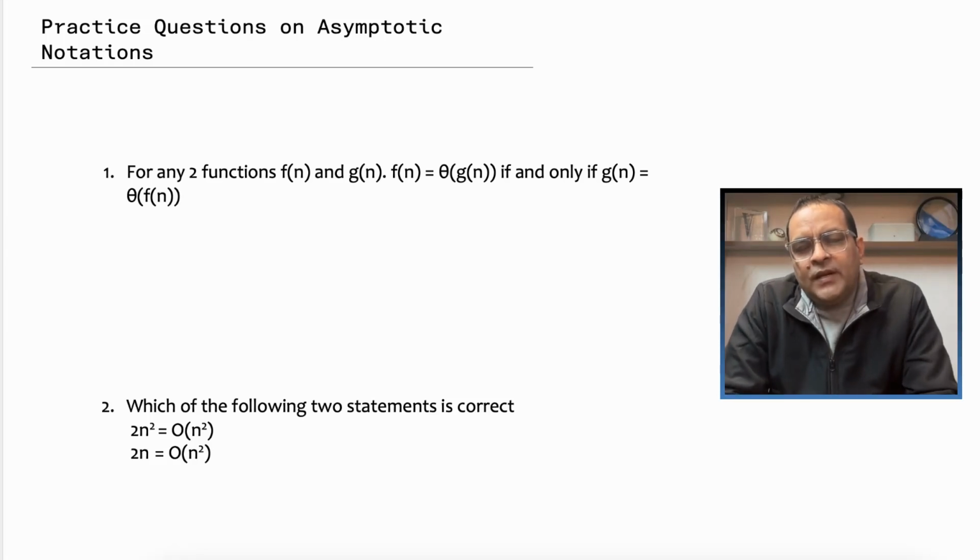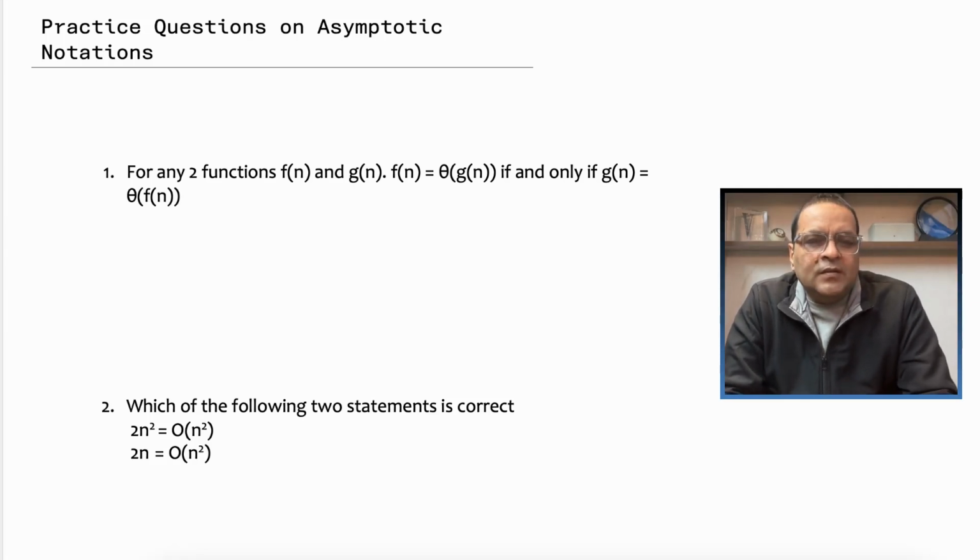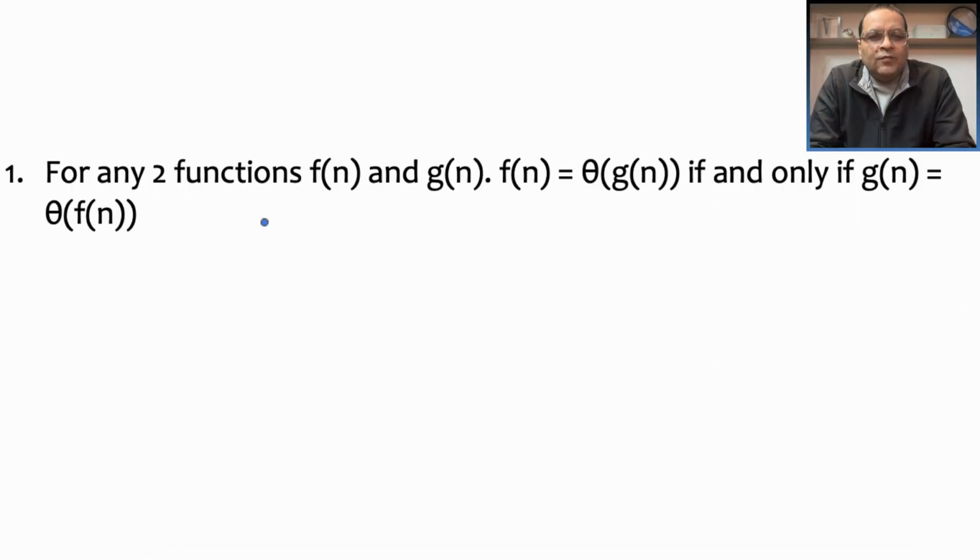Alright, so we have already discussed all the asymptotic notations. Now let us take some practice questions. The first question is that for any two functions f(n) and g(n), f(n) is theta of g(n) if and only if g(n) is also theta of f(n). The question essentially is whether or not the theta relation is symmetric.